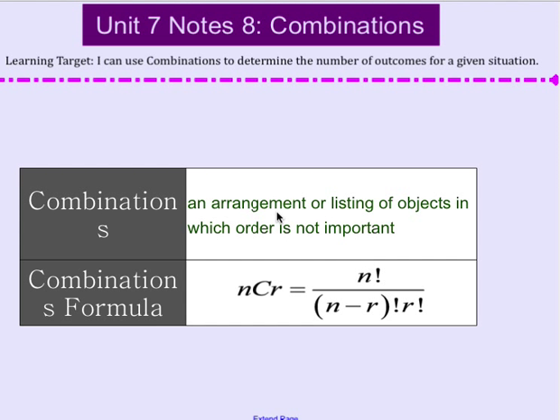So we're going to be talking about combination word problems. So we're going to be applying them to given situations with that formula that we used on the previous note sheet. So let's first talk about what a combination is. It's an arrangement or listing of objects in which order is not important.